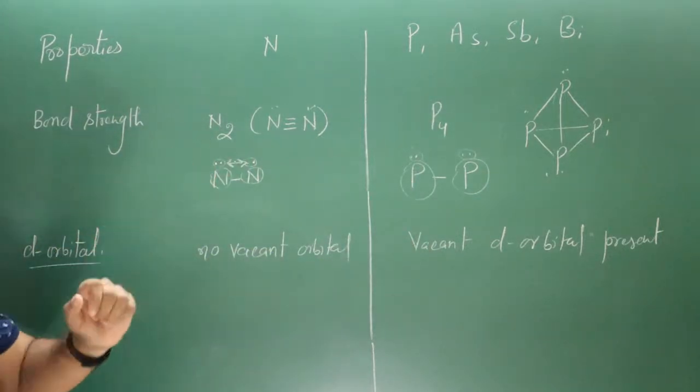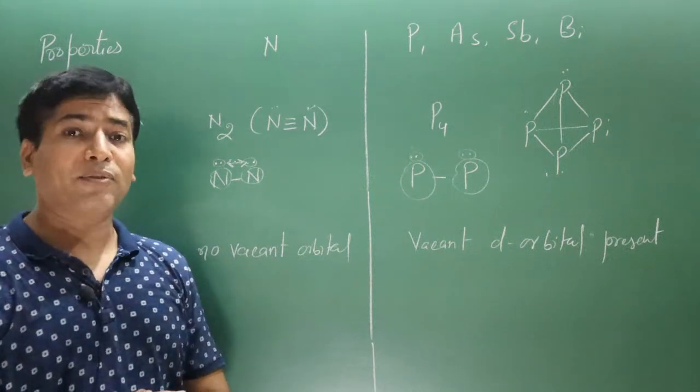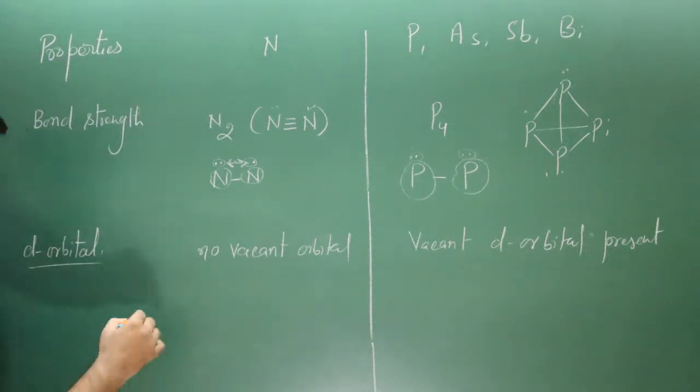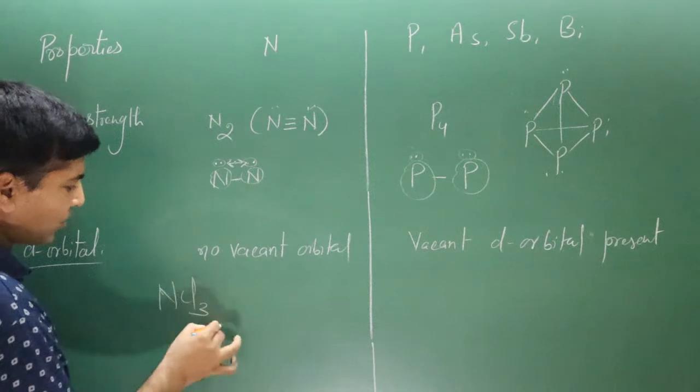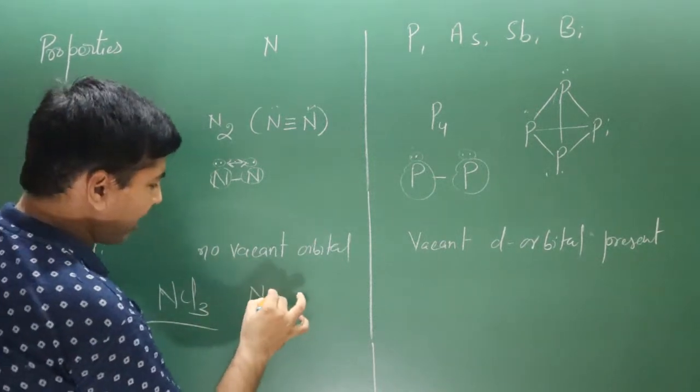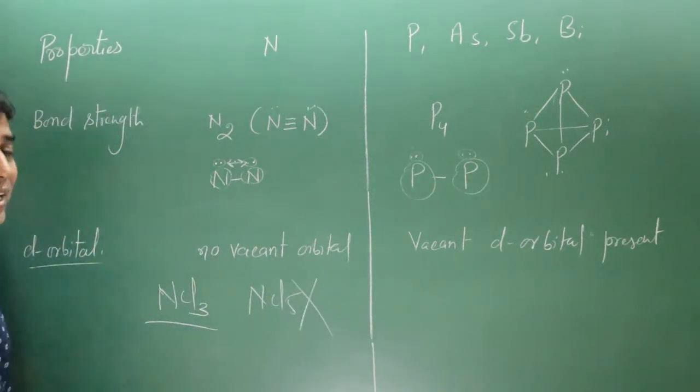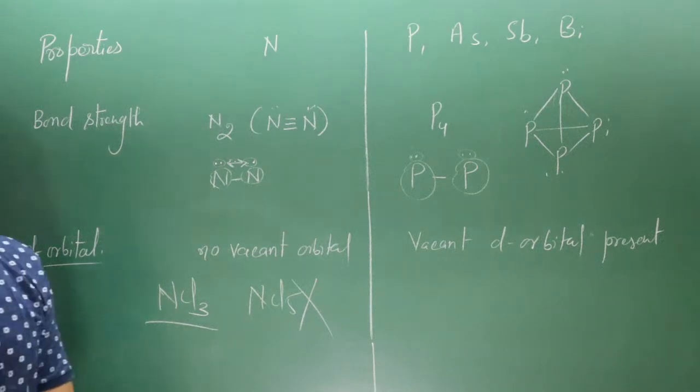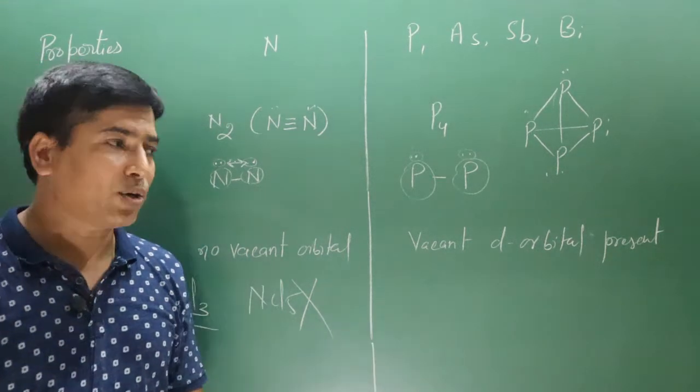As we have seen, nitrogen does not have any vacant d orbital. This is the reason NCl3 is possible, but NCl5 is not possible. It cannot form 5 bonds. It does not do extended overlapping.